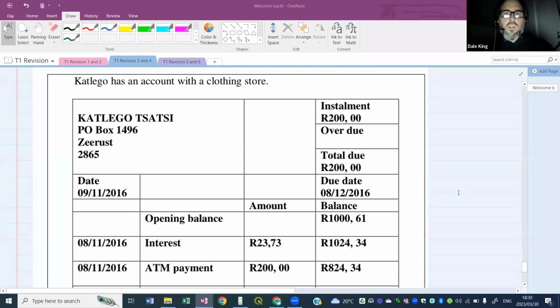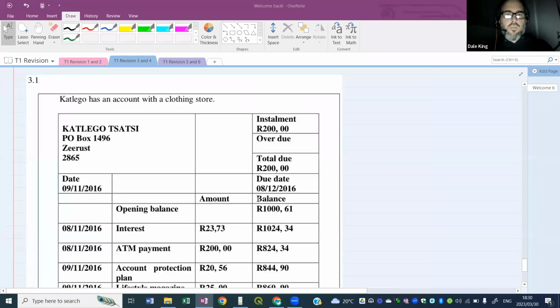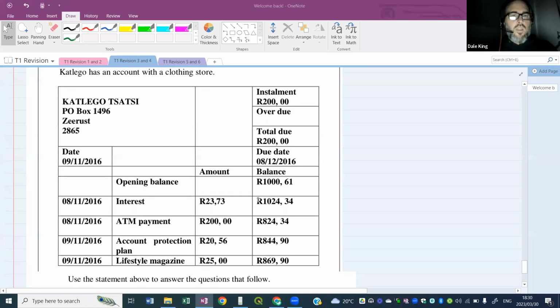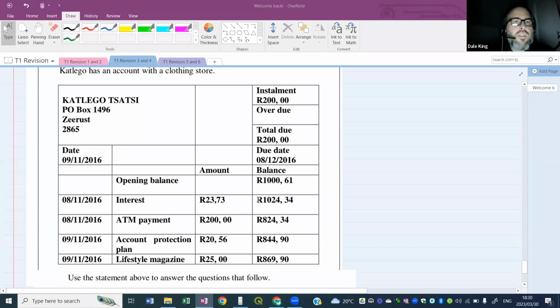Okay, so let's have a look at the statement. I'm going to zoom out a little bit here. All right. So let's interpret what we see here. So we've got the person's name and their address. We have at the top right there an installment that is due. Underneath there, overdue, which means you haven't paid, and so within the overdue section, this will be if you haven't paid anything in a while, you actually owe the store some money.